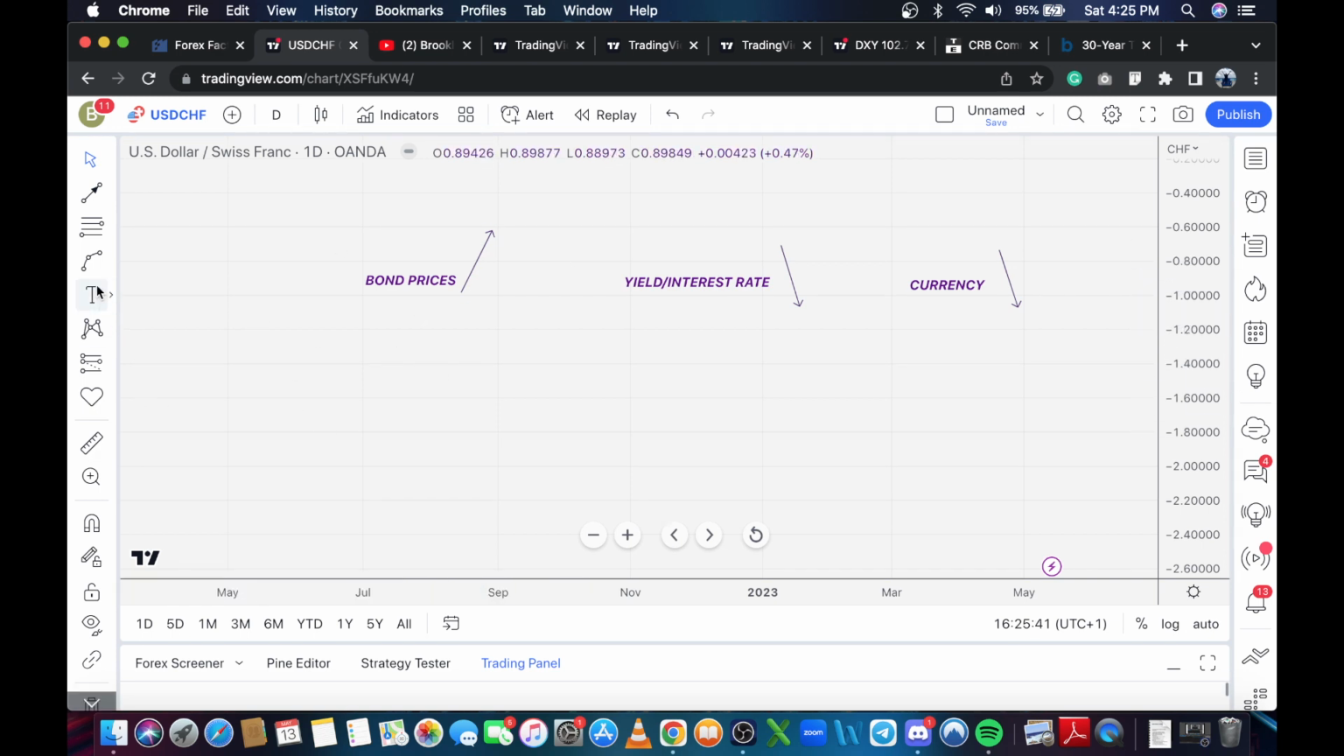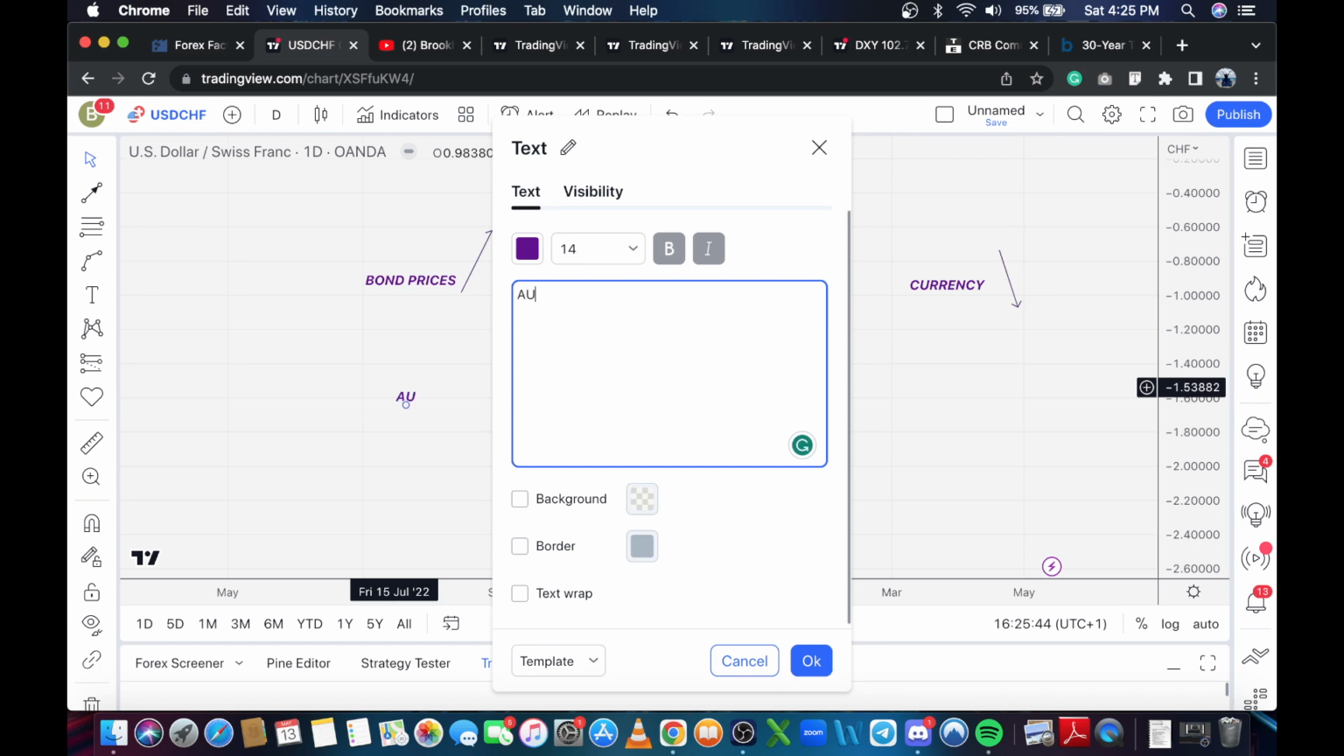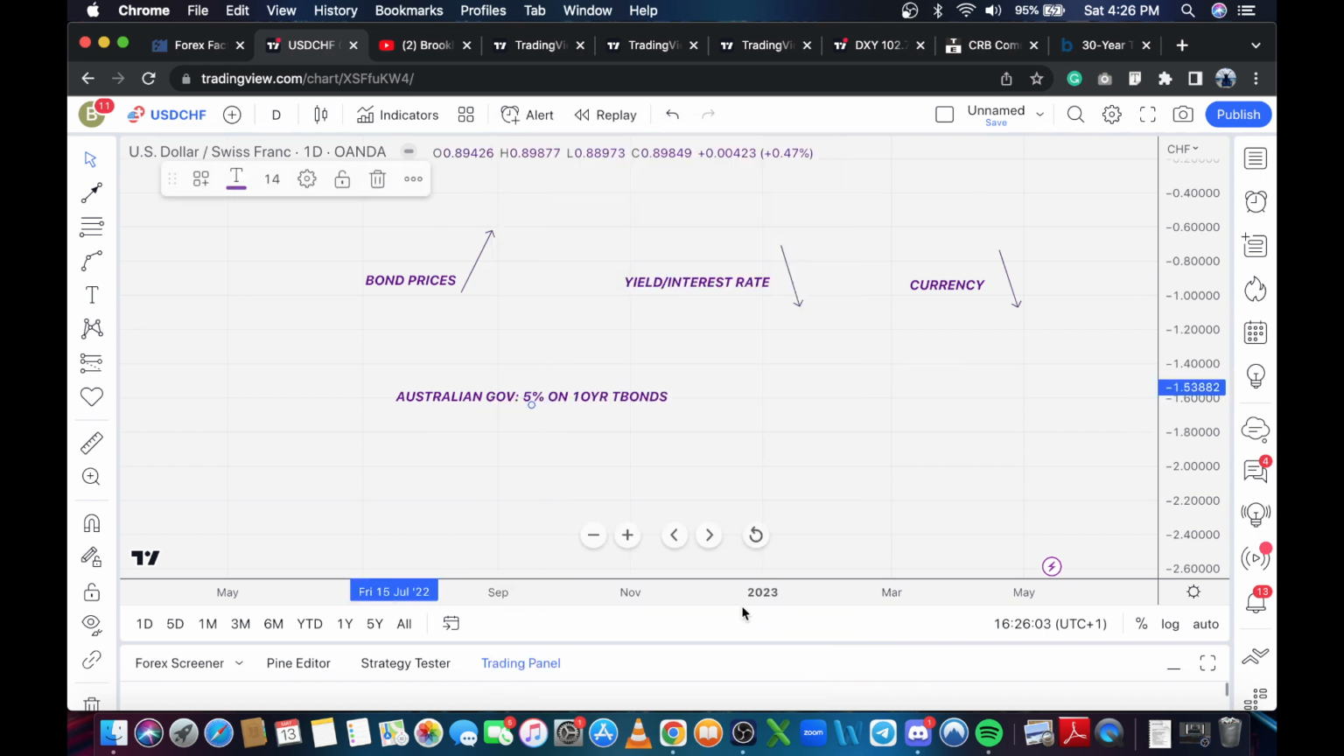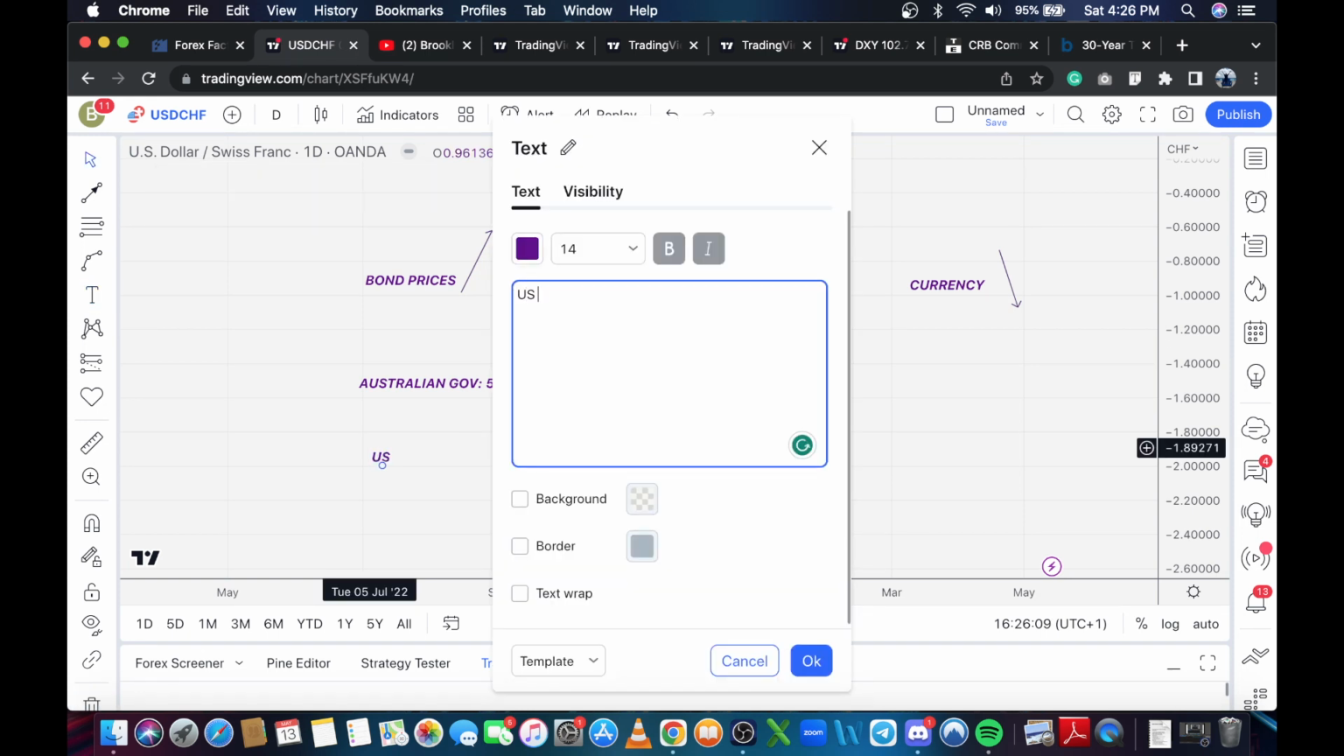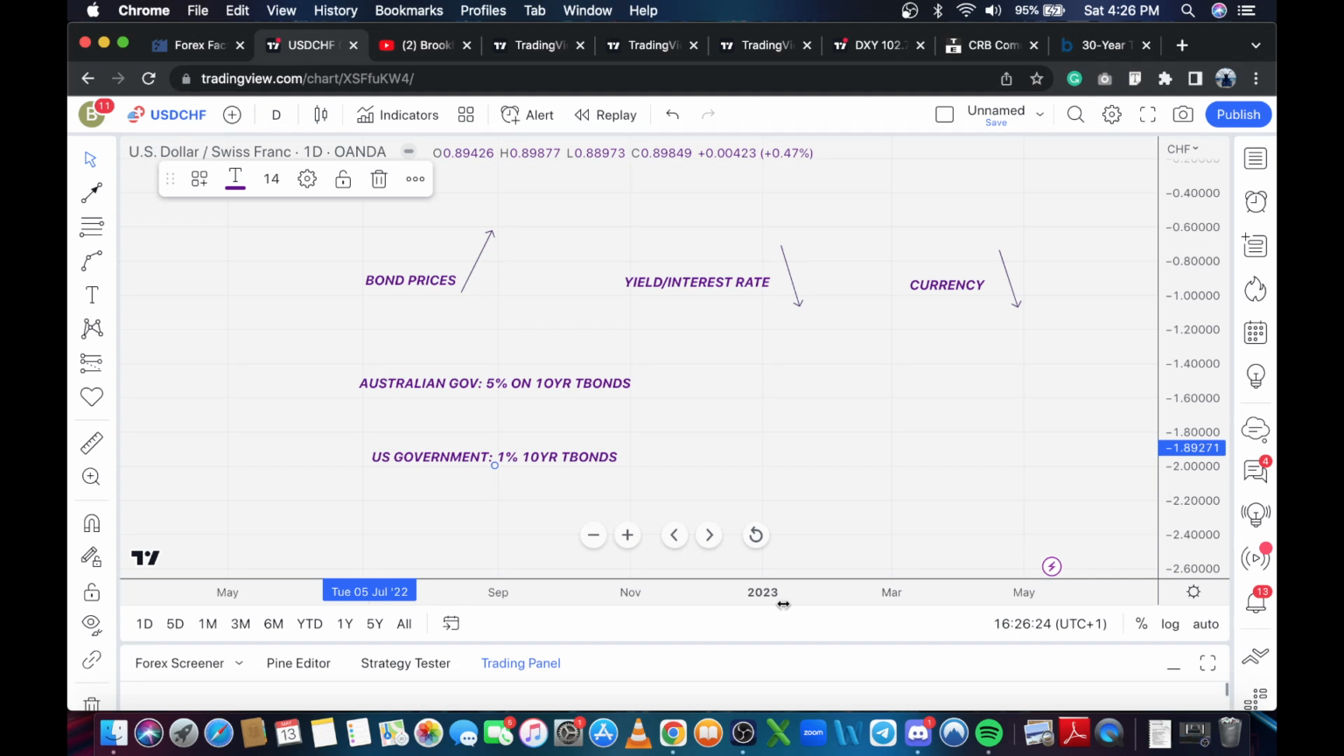But now let's do this instead. Let's say the Australian government is offering you 5% return on their 10-year T-bonds. Okay, T-bonds is treasuries. If the Australian government is offering you 5% on the 10-year T-bonds, and the US government is offering you 1% on their 10-year T-bond, as an investor, whose treasuries would you be buying?